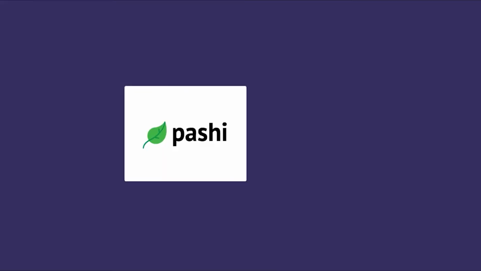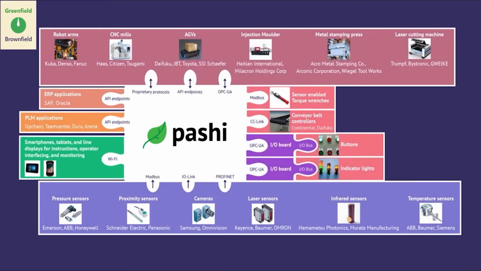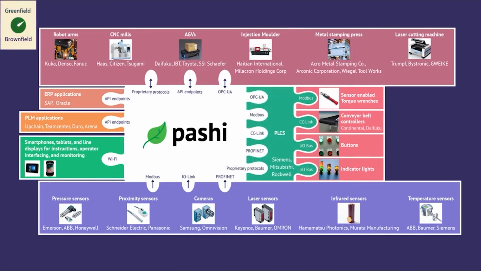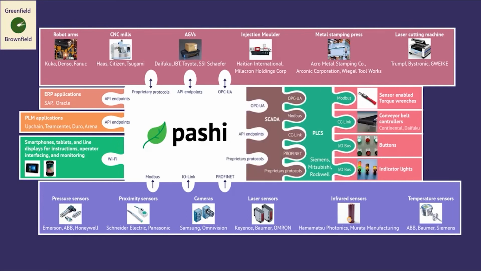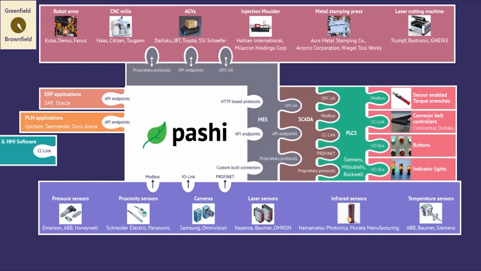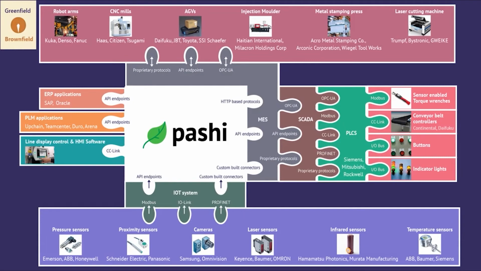Pashi supports the whole gamut of deployments, ranging from completely greenfield to brownfield, using our flexible and easily extensible software integration and device connection layer. Our platform is able to seamlessly integrate with production line hardware directly or through PLCs, which are commonly used to control production equipment. We can also easily integrate with ERP, PLM, SCADA, MES, and other custom software systems. For more information, please check out our dedicated integration video, the link for which is provided in the description.